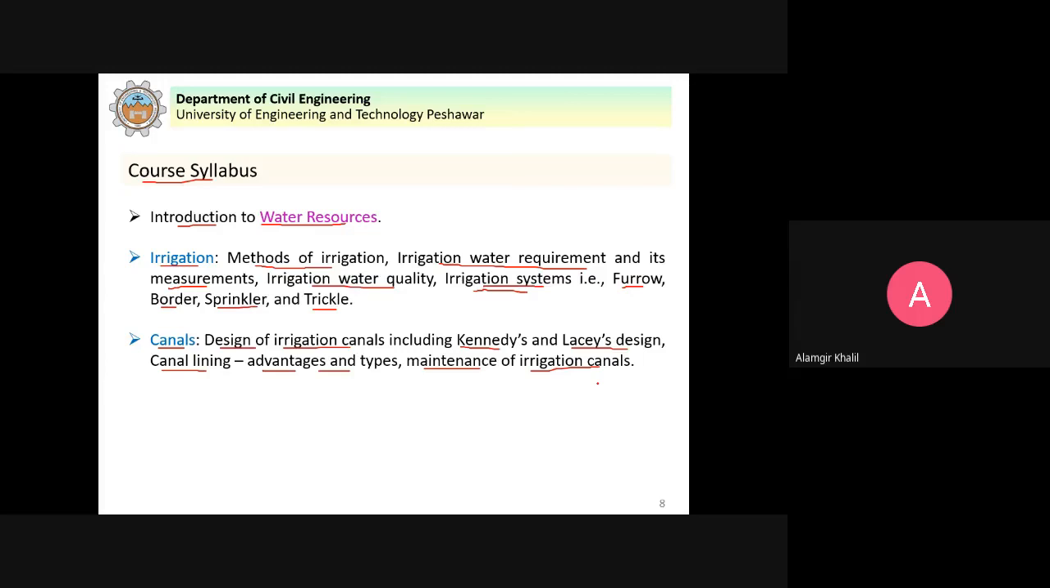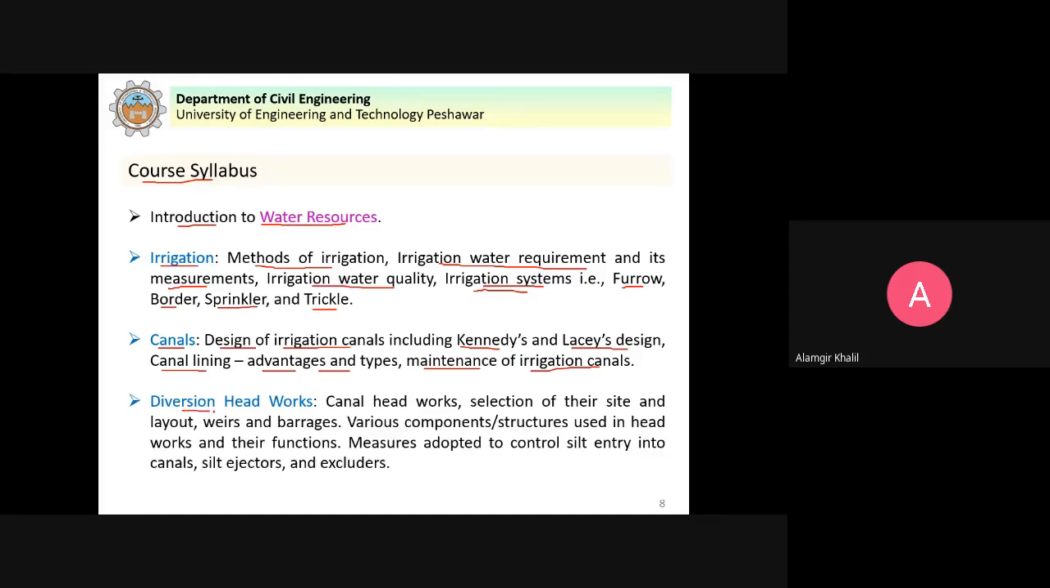When irrigation canals are designed and constructed, they supply water to crops. Because they carry the water, the water is not pure. It can carry sediments, other debris, and waste material. So we need maintenance of irrigation canals for efficient operation of the water application. So we will study about maintenance of irrigation canals.